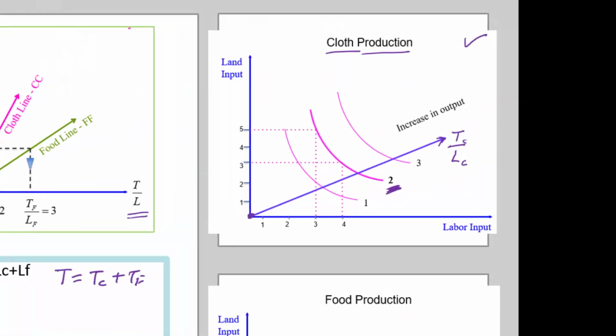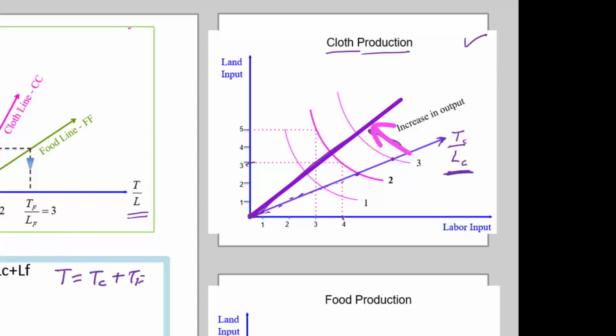Cloth: 2 meters of cloth can be produced either by using 3 units of land and 4 units of labor, or by using 5 units of land and 3 units of labor. So producers can change the amount of land to labor ratio that they're using depending upon what happens to the factor prices. Now, as you move away from this origin, there's an increase in output of cloth, because you are using more of the two inputs.